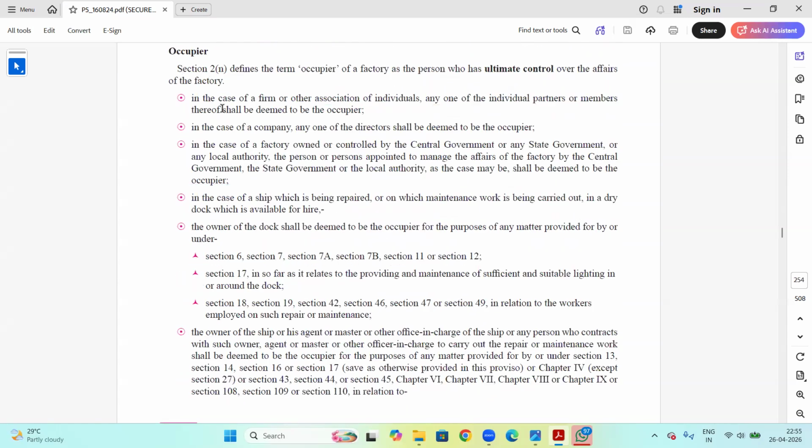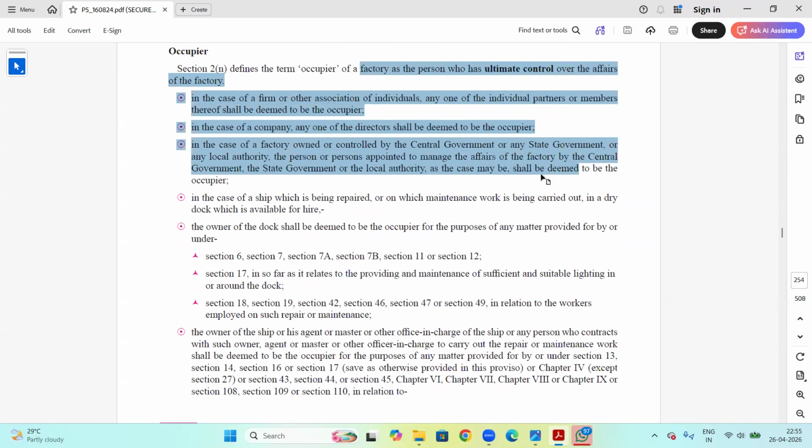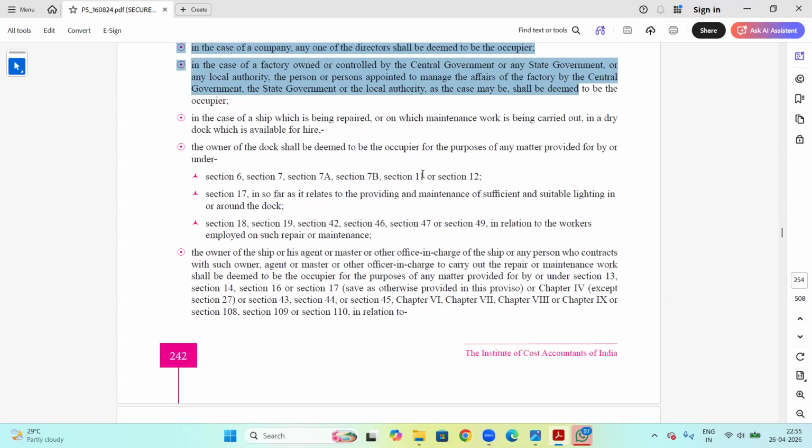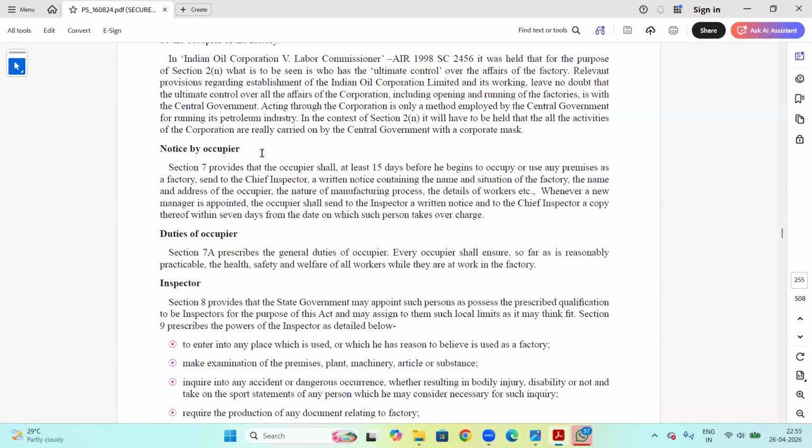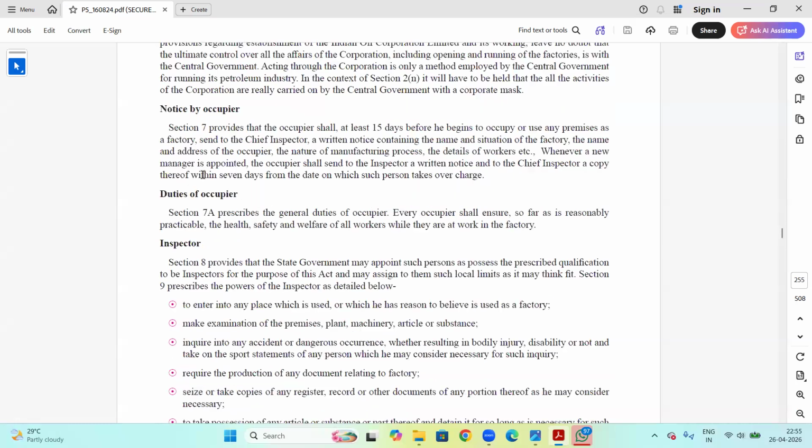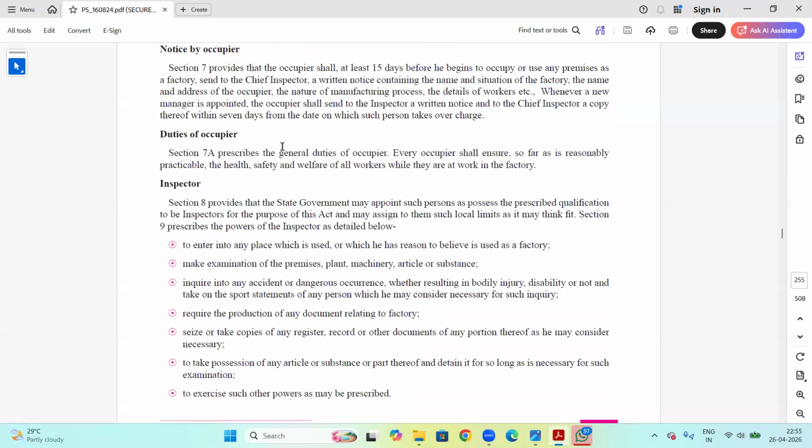Occupier. The occupier is the person who has the ultimate control over the affairs of the factory. He is the boss. What are the duties of the occupier? Every occupier shall ensure, so far as is reasonably practicable, the health, safety, and welfare of all workers.